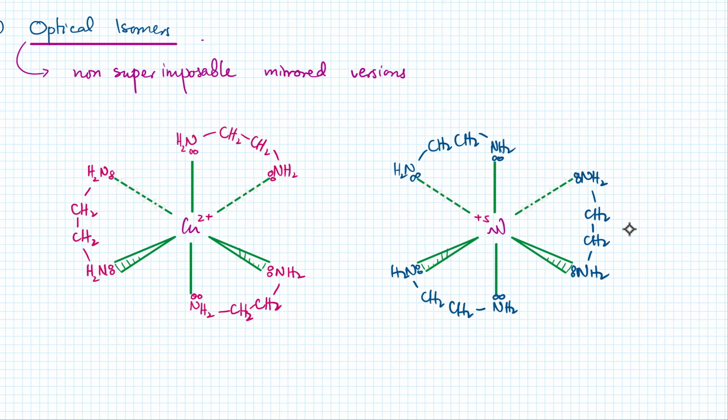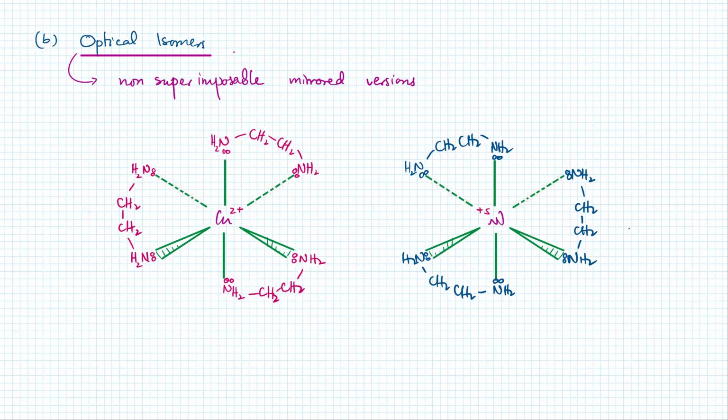So you've got all these. There are two mirrored versions, and they are non-superimposable. That means that no matter how you rotate this, they are not going to look exactly the same. So optical isomers, just like your left hand and right hand. If you have an octahedral complex with three bidentate ligands attached to it, then it will have no line of symmetry. The mirrored version would be completely different.